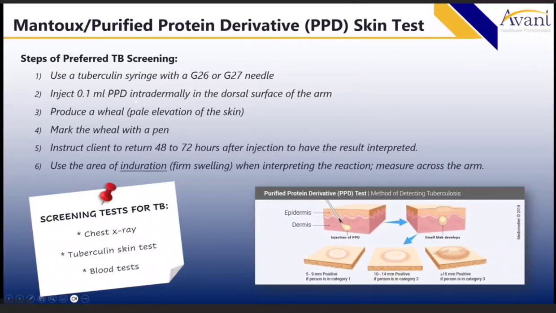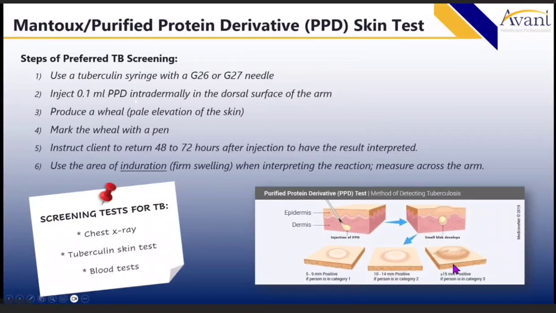And then an induration of 15 millimeters or more is positive for people with no known risk of TB. So if you've never been exposed to TB, never been around it, it has to be at least a 1.5 centimeter reaction for it to be positive, okay? So that's another slide you might want to screenshot.